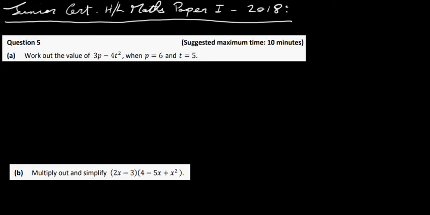Okay, so in this video I'm going to have a look at the Junior Certificate Higher Level Maths Paper 1 for 2018, and I'm going to have a look at question 5. So part A here asks us to work out the value of 3p minus 4t squared when p is 6 and t is 5. So let's do that.